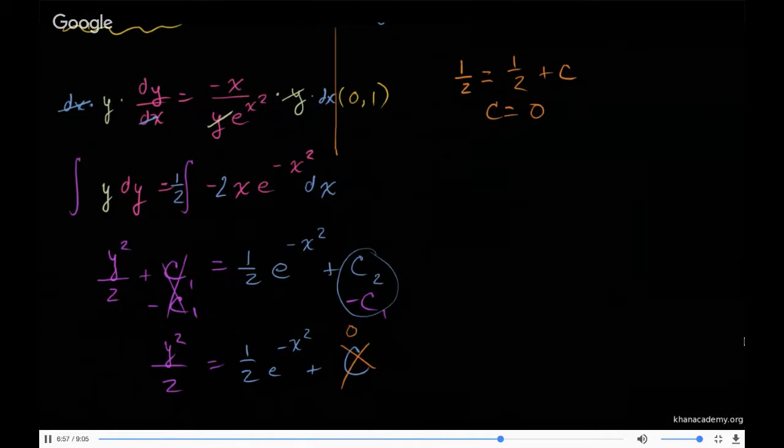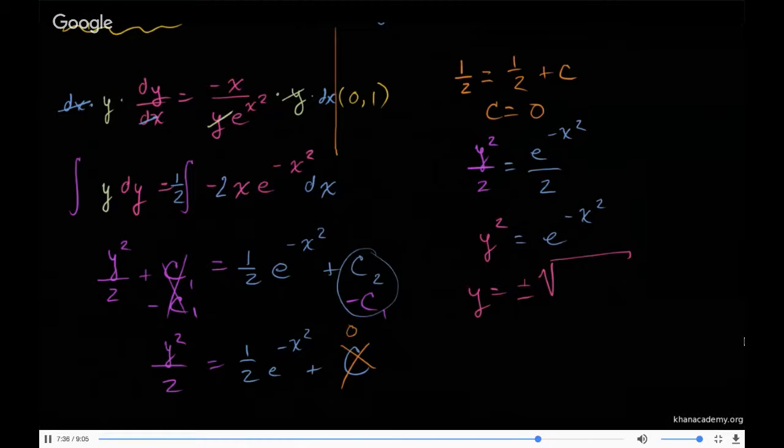So the relationship between y and x that goes through this point, we could just set c equal to 0. And so we are left with y squared over 2 is equal to e to the negative x squared over 2. Now we can multiply both sides by 2, and we're going to get y squared is equal to e to the negative x squared. Now we can take the square root of both sides, and y could be equal to the plus or minus square root of e to the negative x squared.